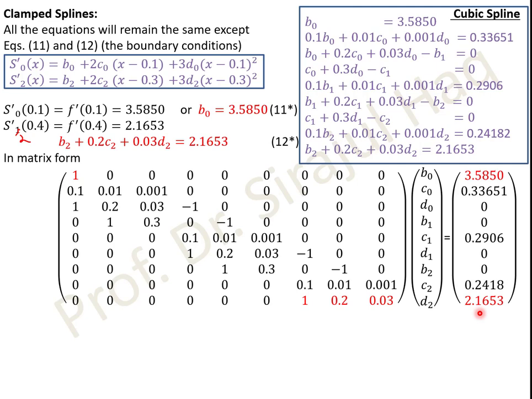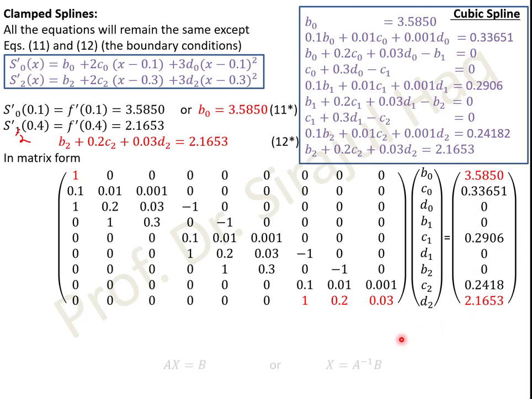So you can see I highlighted that in red. Only the first row and last row change, and the rest of the matrix is the same. Why does this change occur? This change occurs because of the clamped splines. So if you are using the clamped spline, the rest of the system will be the same except the boundary conditions. These two conditions are different from the conditions which were in natural splines, and that's the reason you can see the first and last row are different in this case.